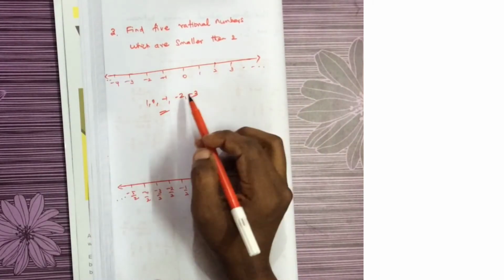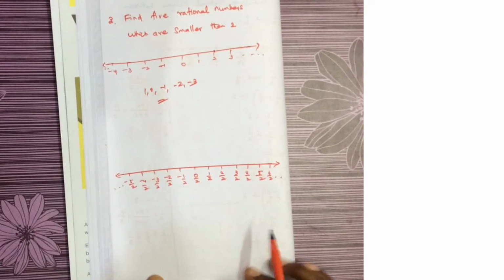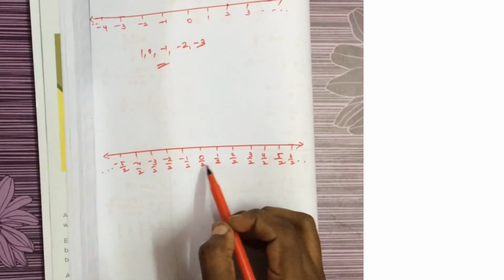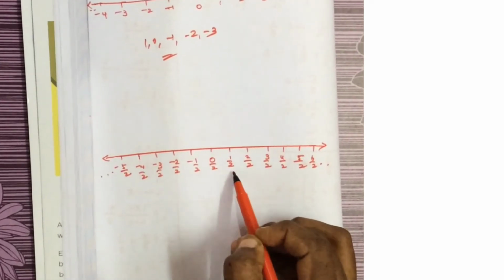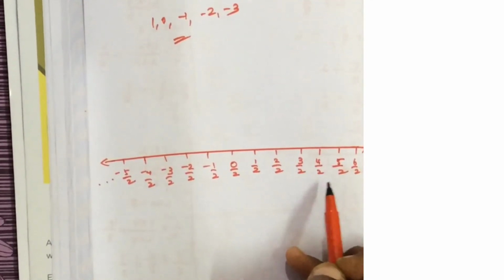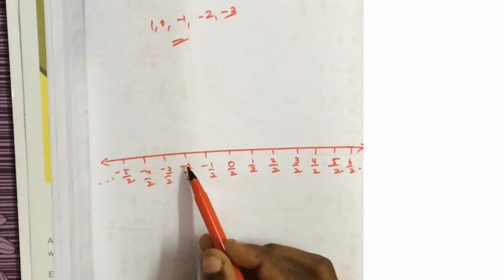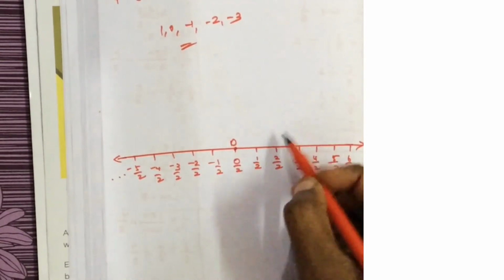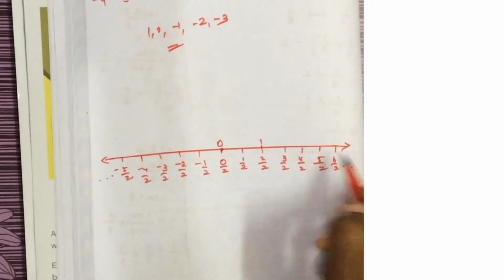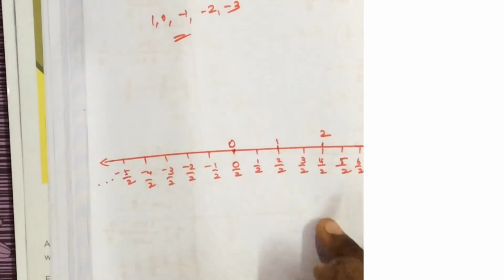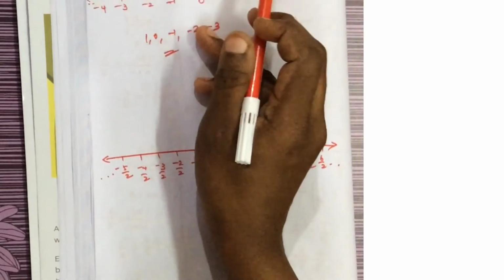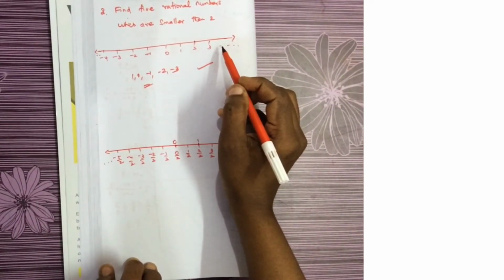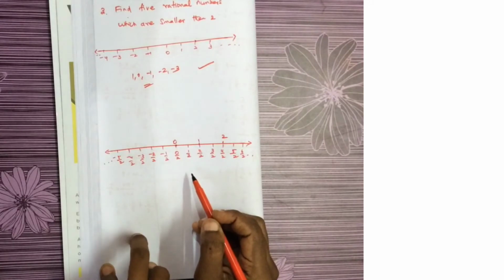The same problem you can write here. Here I am representing rational numbers in terms of denominator 2: 0 by 2, 1 by 2, 2 by 2, 3 by 2 and 4 by 2. And here it is minus 1 by 2, minus 2 by 2, minus 3 by 2. So here it is 0 and this is 1 and here it is 2. The question is to find 5 rational numbers which are smaller than 2. This is also correct. In this way also we can solve. This is another way of doing the same problem.